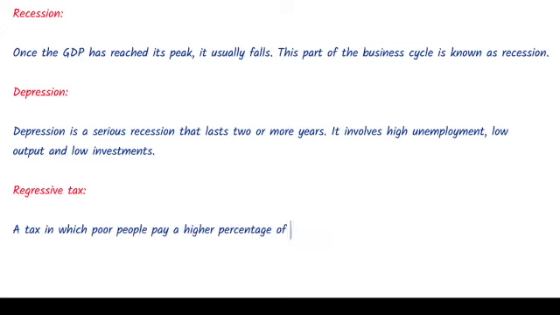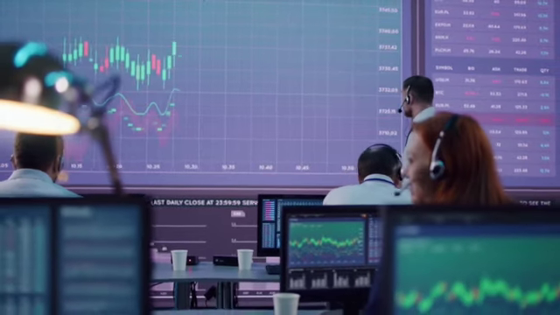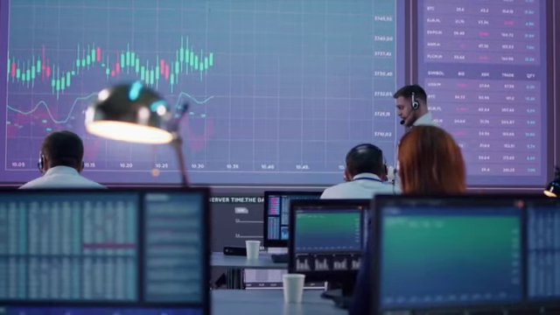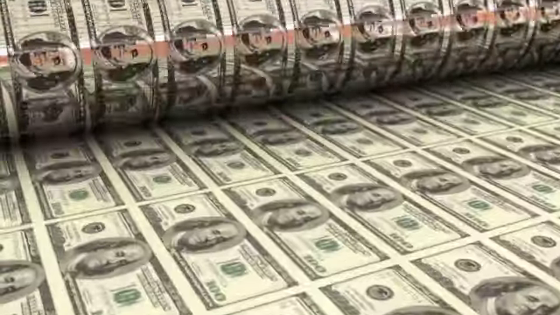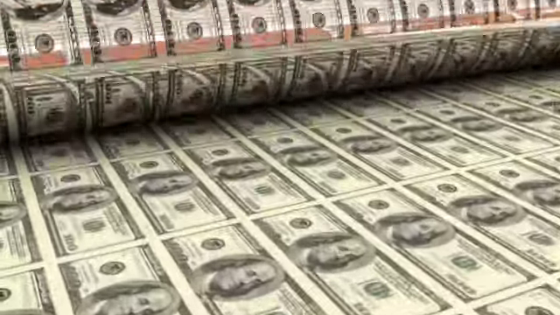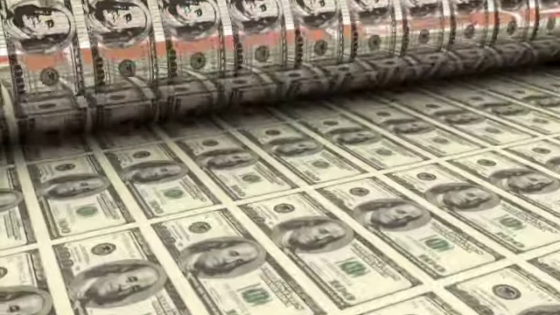So a regressive tax is a tax in which poor people pay a higher percentage of their income than rich people. That usually happens in developing countries. A progressive tax is one where the tax rate increases with the taxpayer's income. So this may result in more equitable income distribution, higher revenues, less financial and economic volatility, and faster growth. Direct tax is progressive because it is based on the cardinal principle of ability to pay.